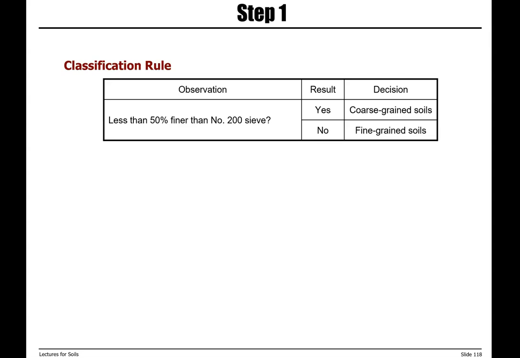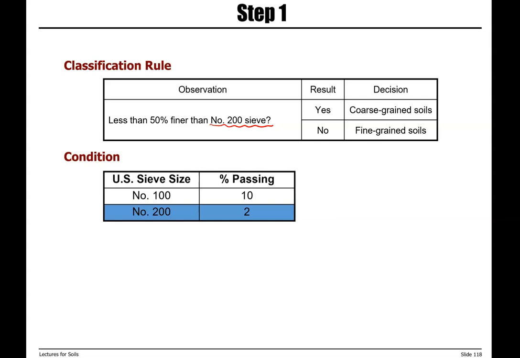Step number 1, we need to look at percent passing or percent finer than sieve number 200. Percent passing from sieve number 200 is 2%. Is it less than 50? Yes. The answer to the question is yes, which means that we have a coarse grain soil.